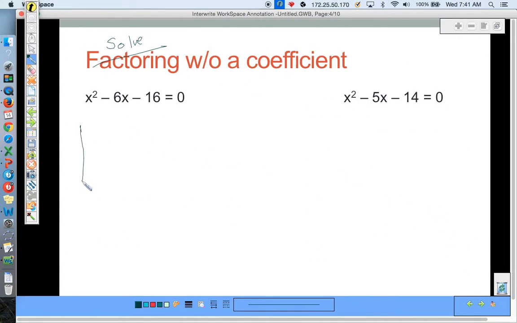So this first one here, we have x squared minus 6x minus 16. So our a is 1. So 1 times negative 16 is negative 16. And then factors of it.